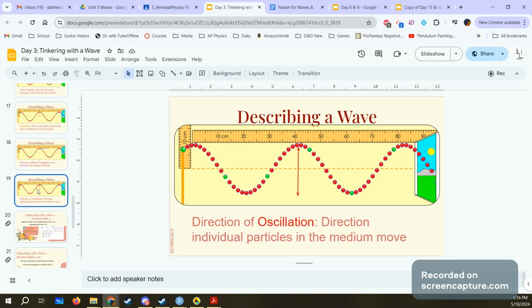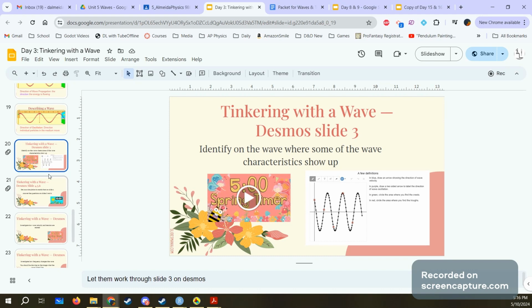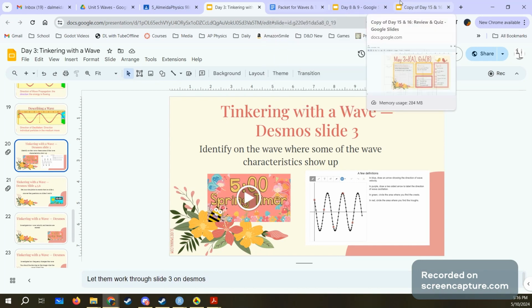Direction of oscillation is the direction that the individual particles move. So if you just focus on one of these particles in the wave, what direction does it move? In the case of this simulation, because it's what we call a transverse wave, those particles themselves move up and down, even though the wave propagates or moves to the right. Again, we've played around with that simulation quite a bit, so you guys are familiar with that. So these are the definitions, all on that day 3 stuff that was pretty important.